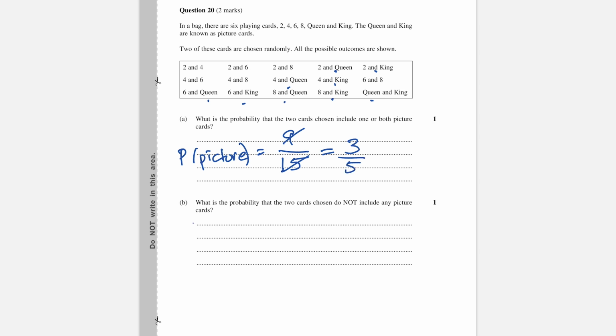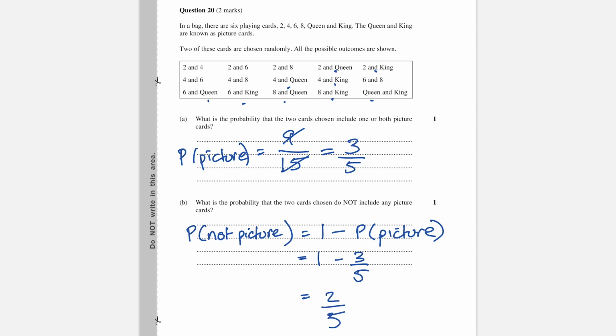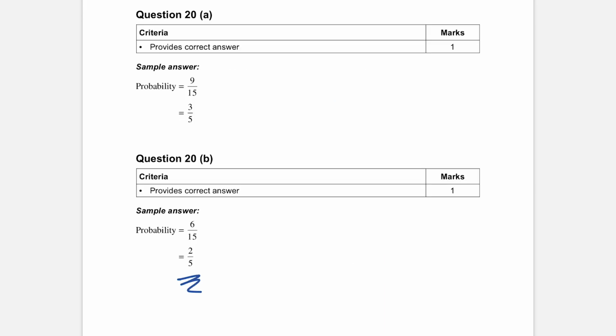What is the probability that the 2 cards chosen do not include any picture cards? So probability of not picture cards is equal to 1 take away the probability of picture cards. So 1 take away 3/5 is going to be 2/5. And that's our answer.